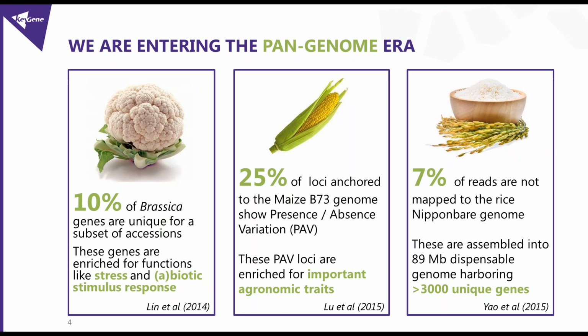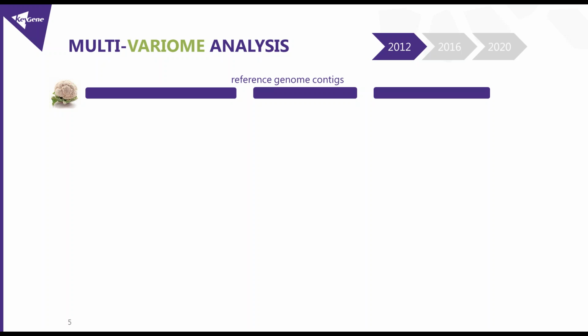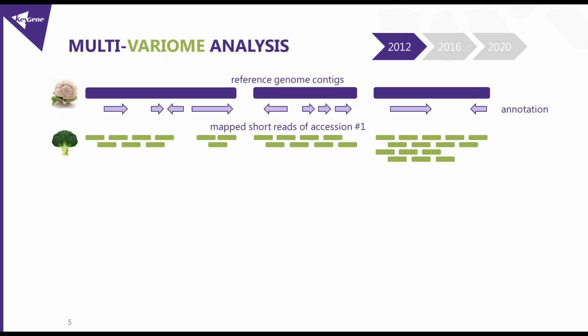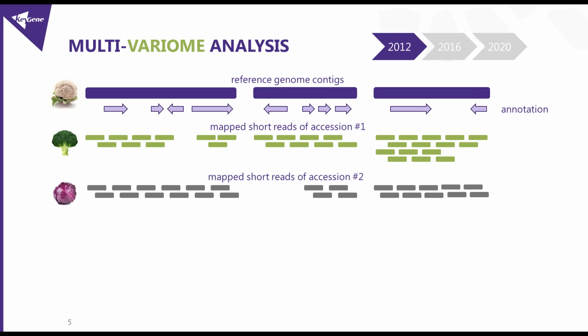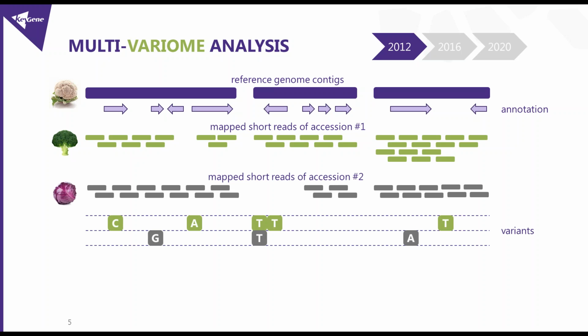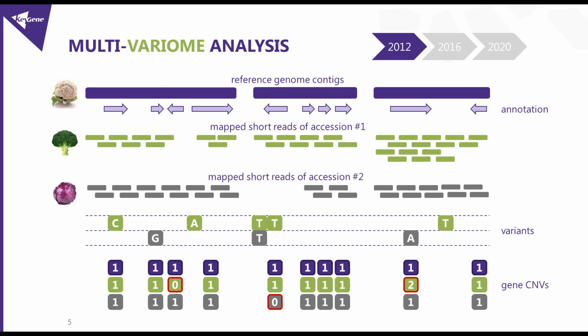And all these pieces that are unique to these genomes actually contain relevant information that we want to use during breeding. So what we started about 8 years ago was a concept called multi-variome analysis, where we take the reference genome that we have available, we know the annotation of the genome, we then map short reads of a certain accession to this reference genome, take another accession, also map the short reads of this accession to the genome, and then we can start identifying variants, so small SNPs and indels. And actually we can look at copy number variations in genes, so to identify which genes occur in which individuals and which genes may be present in multiple copies in some individuals.